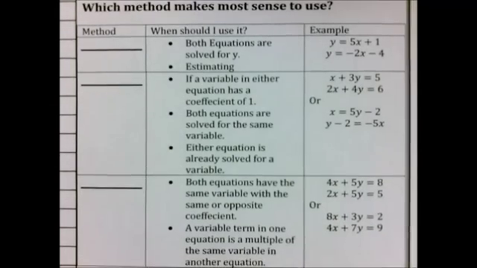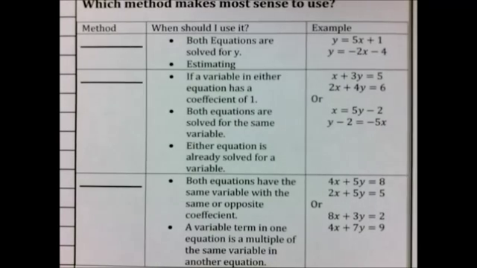And the last case would be when a variable term in one equation is a multiple of the same variable in another equation. Like this problem here, we know we would just have to multiply everything by 2 in order to get these to both be 8x. Then that's a little bit easier to solve. So those are just some suggestions on how to determine which method to use if you're not given instructions on which method you need to use.